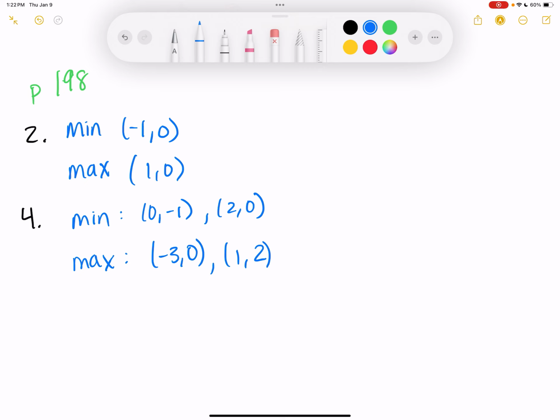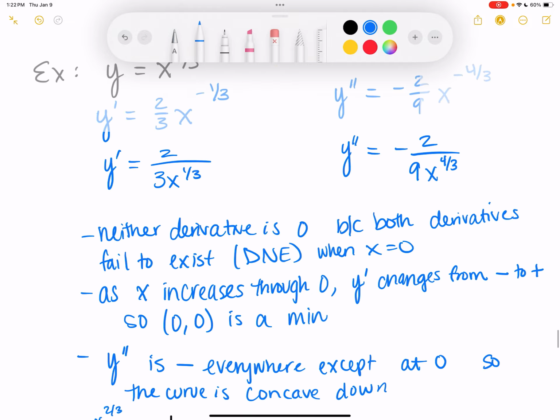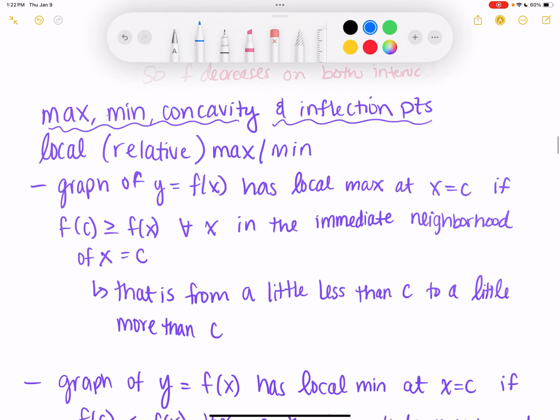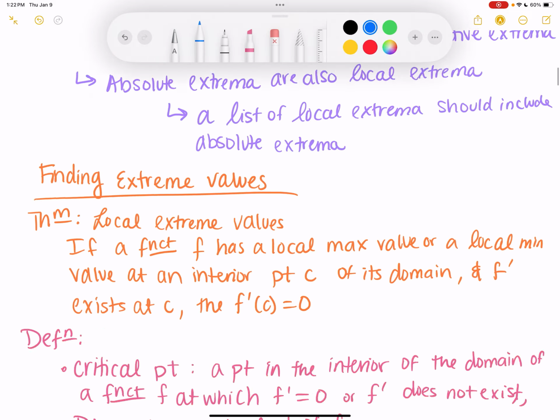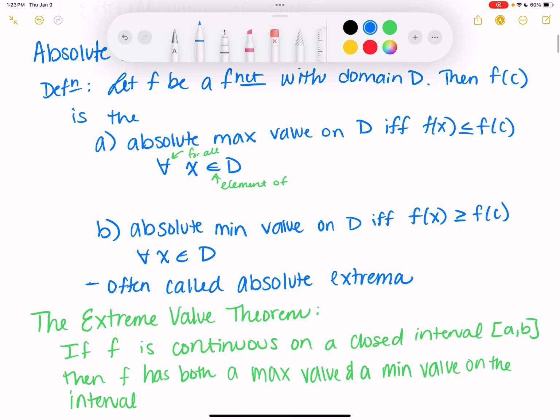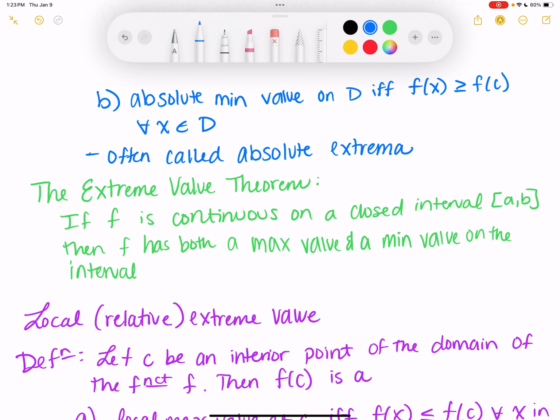All right, so then 6, identify each x value at which any absolute extreme values occur. Explain how your answer is consistent with the extreme value theorem. The extreme value theorem should be written up here somewhere. I'm going to refer back to that real quick. If f is continuous on a closed interval a to b, then f has both a max and a min value on the interval.